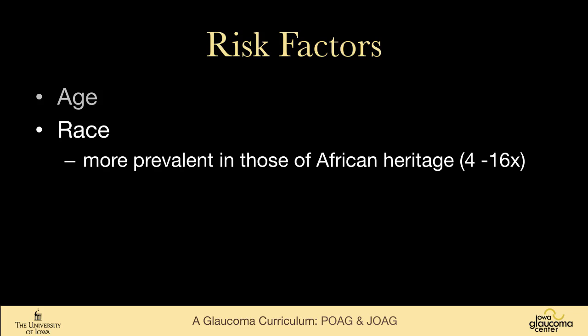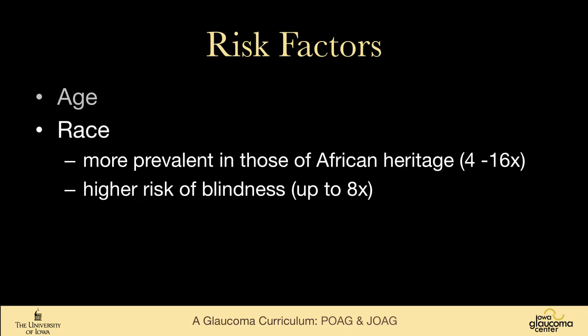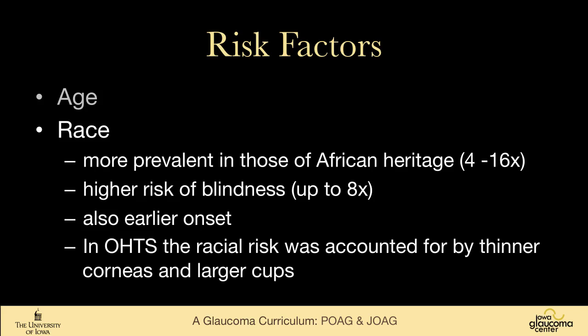Race is a risk factor. In the United States, it's much more prevalent in those with African heritage, up to 16-fold times as prevalent. The African American individuals have a higher risk of blindness, up to 8-fold higher. Earlier onset glaucoma. But interestingly, in OHTS, the racial risk factor was accounted for by the fact that people of African heritage have typically thinner corneas and larger cups.